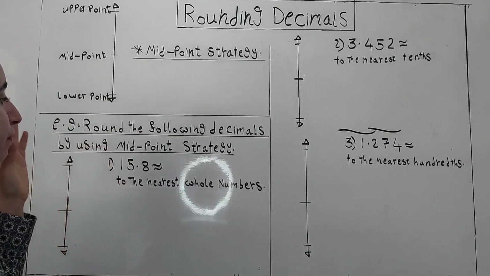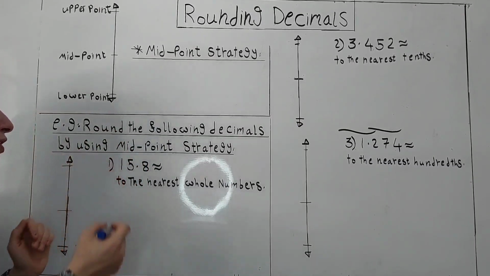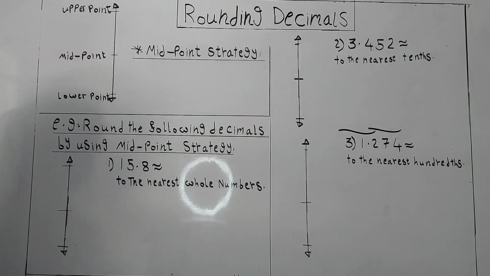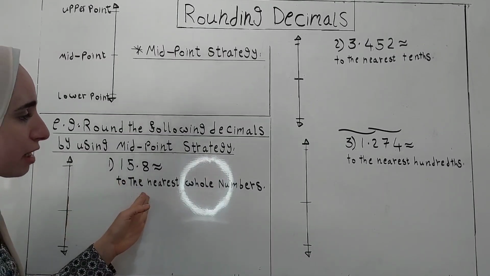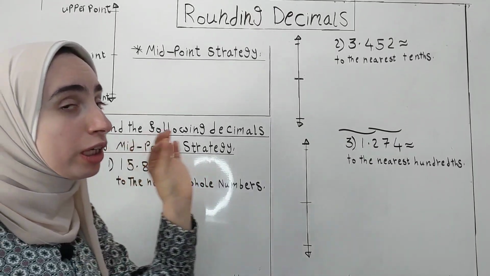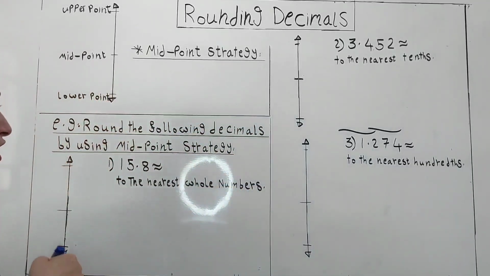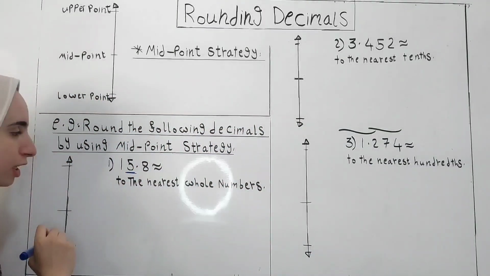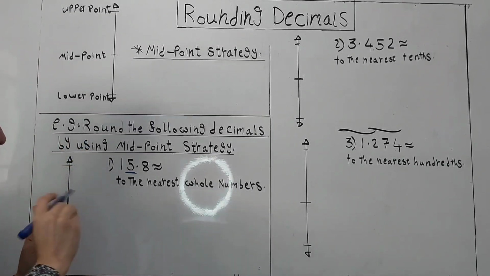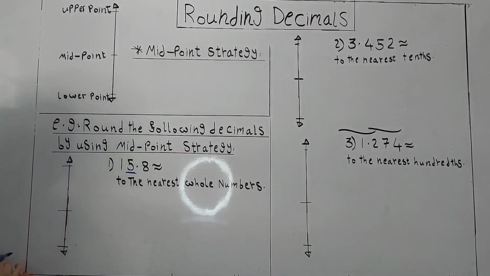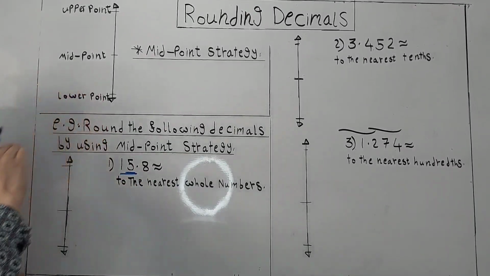The first one, 15 and 8/10, or 15.8. Now, we need to round this number to the nearest whole number. So we're looking for the digit in the whole number, which is 5, because 5 is at the left of the decimal point. So we underline the digit 5 and all digits in the next higher place.